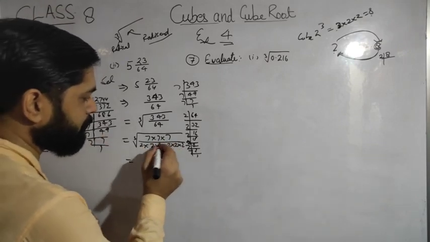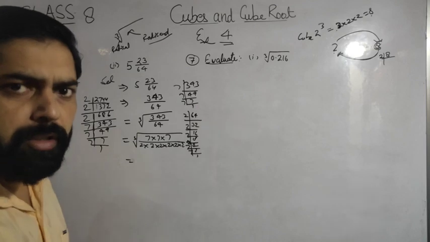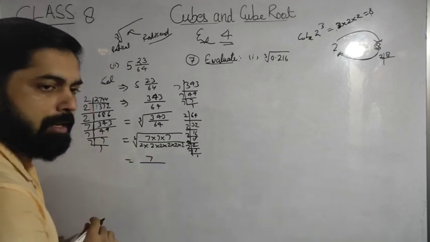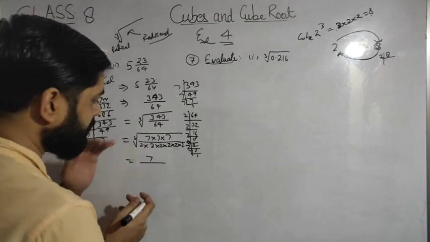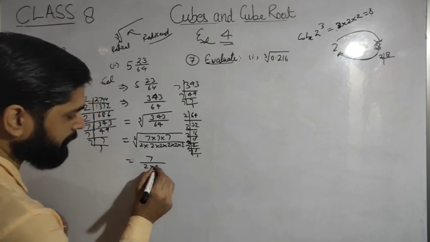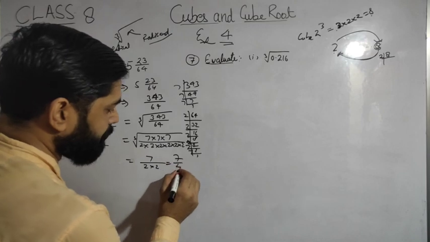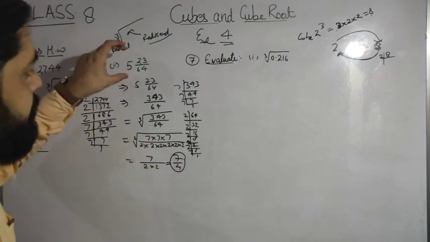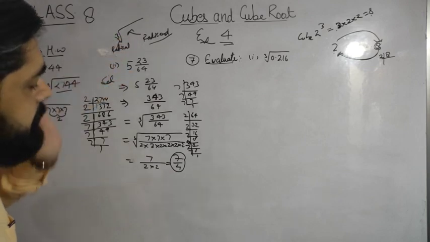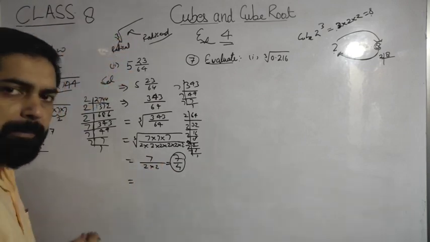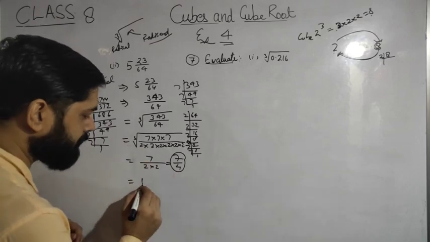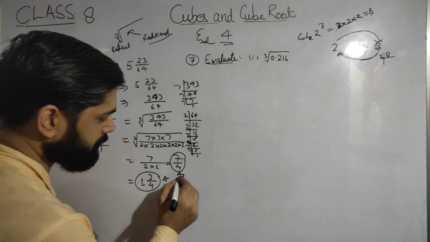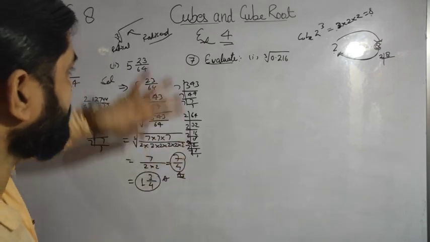Here is one group of 7, and here are 2 groups of 2, because there are 6 twos. So 7 comes out of the root, and then 2 multiplied by 2. Then 7 upon 4. 7 upon 4 is the cube root of 5 2 upon 23 upon 64, or you can write it in this form: 4 ones are 4, then 3 upon 4. This is also an answer. This is the cube root of this number.